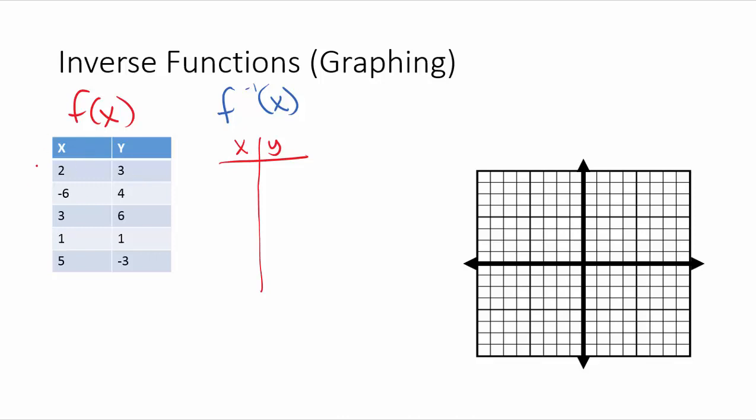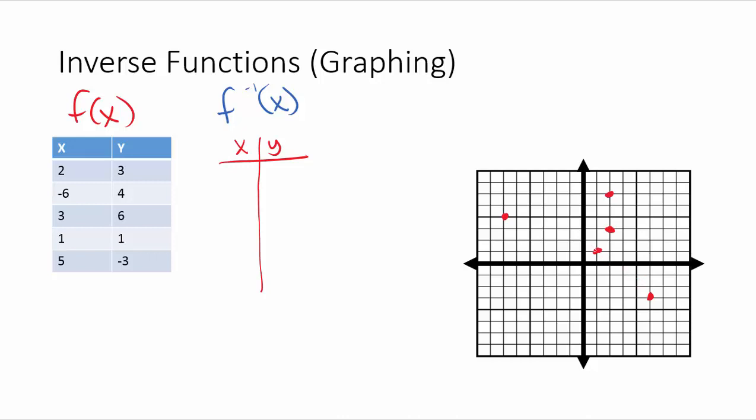I'm going to graph the original function first, and I'll graph this in red. We'll start by graphing (2, 3), which will be right here. I'm just going to graph all these points. (-6, 4) would be right here. We've got (3, 6) right here. I've got (1, 1) right here. And I've got (5, -3) right here. And that would be the picture of what this graph would look like.